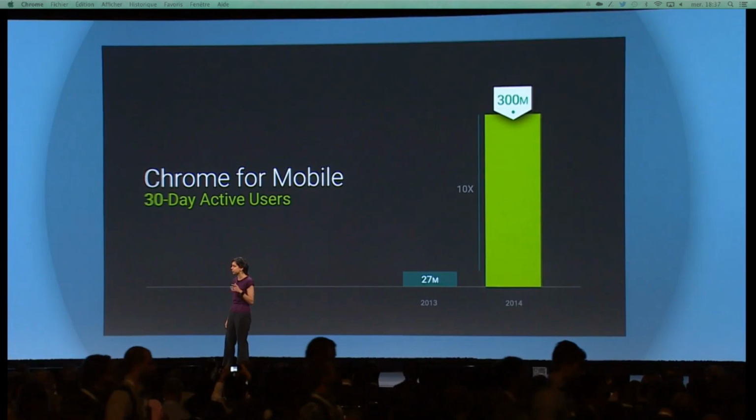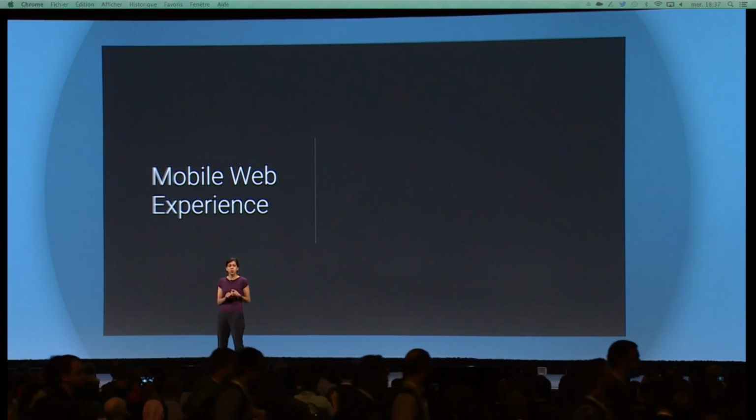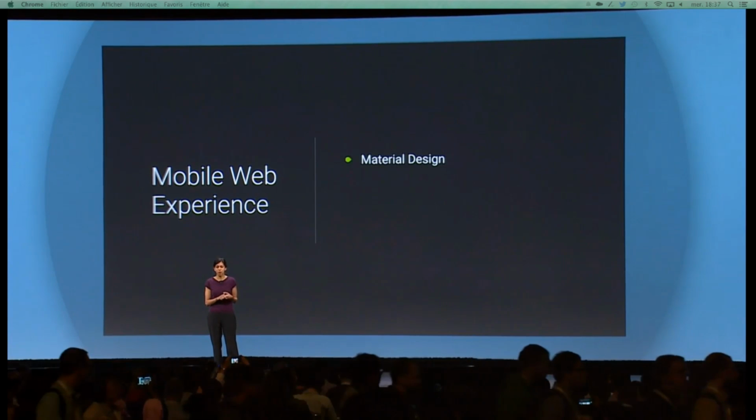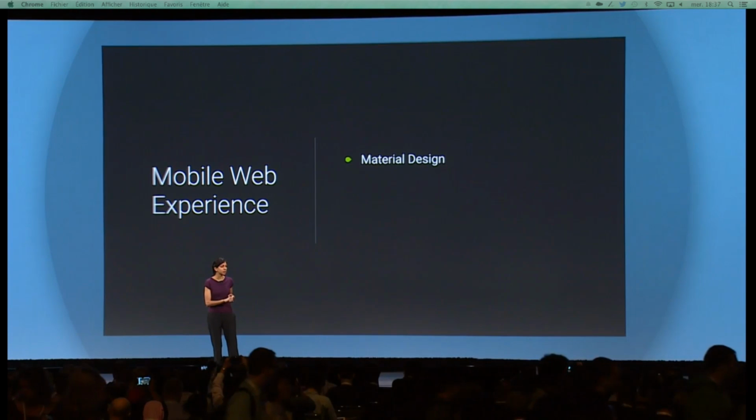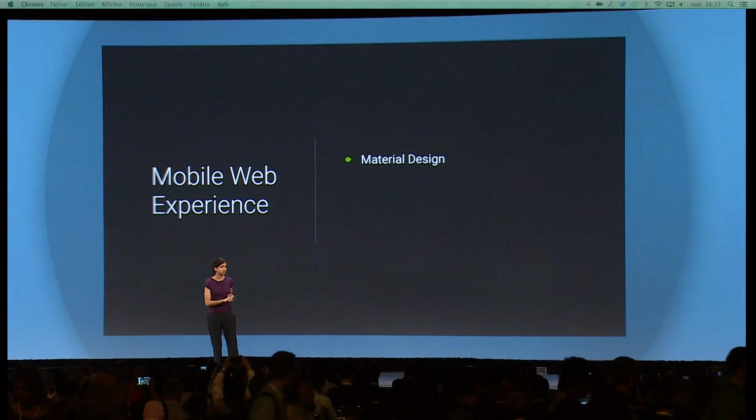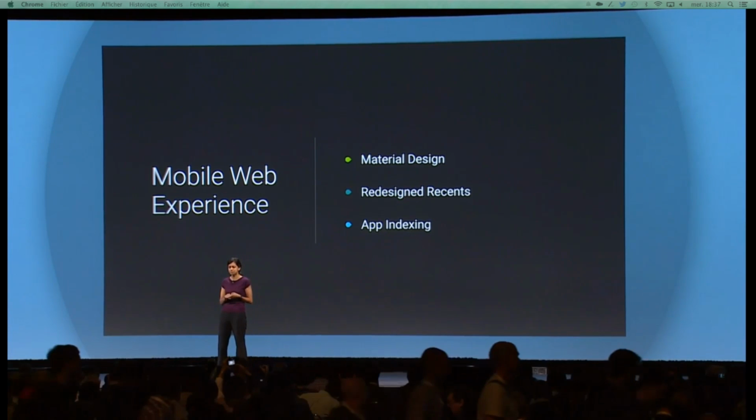And what that means for us is that we need to make the mobile web work well for our developers and our users. Today, I'm going to talk about 3 ways we're going to do that. We're enabling material design experiences on the mobile web. We're redesigning recents to help you multitask. And we're extending our capabilities of app indexing to help people get to where they want to go faster.